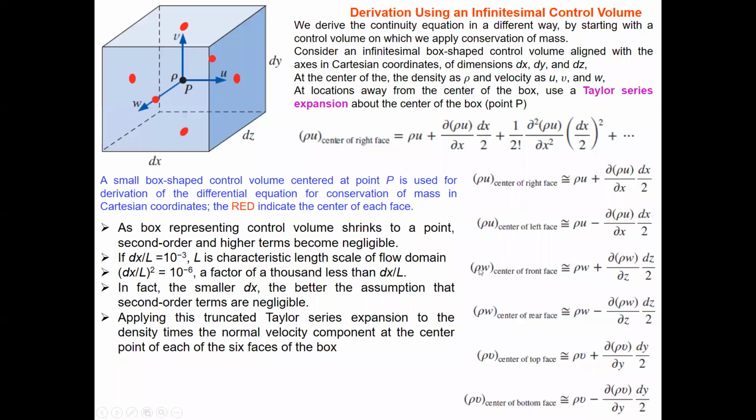Yes, sir. Okay. Now you can derive this using the infinitesimal control volume. The same thing, there is not much confusion here. Take the box dx times dy times dz. Let us put this point P at the exact center, halfway from the left side, right side, halfway from the top, halfway from the front, the body cubic center, BCC, what you can call.